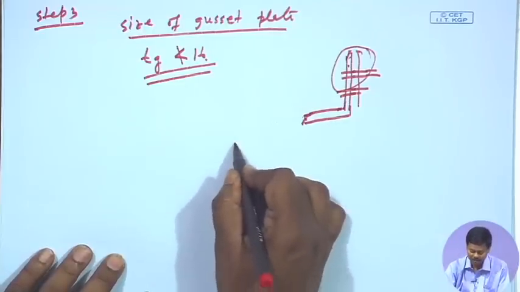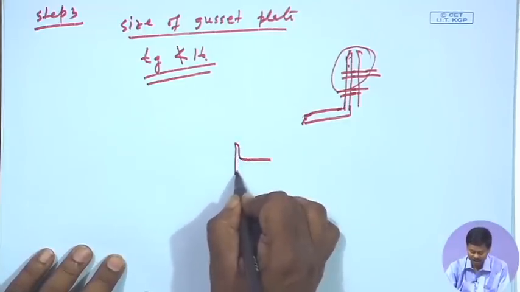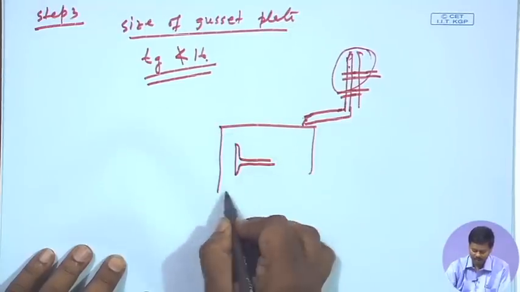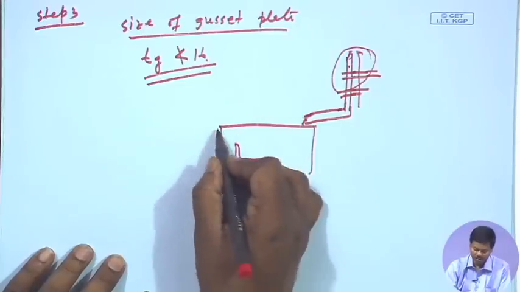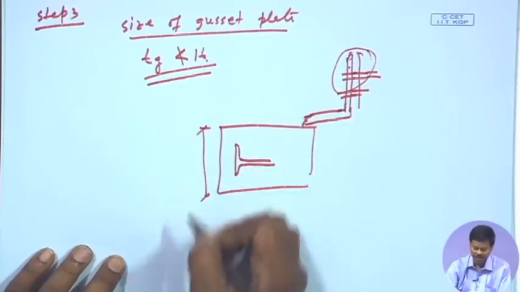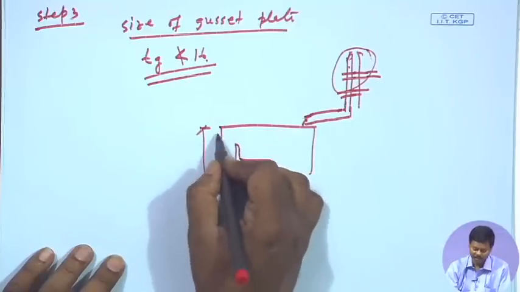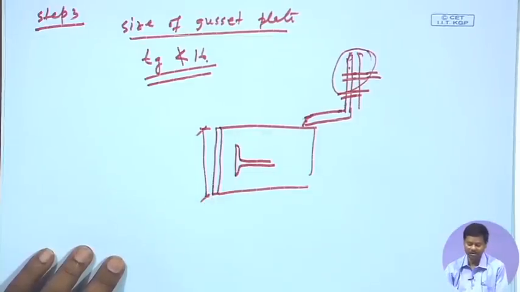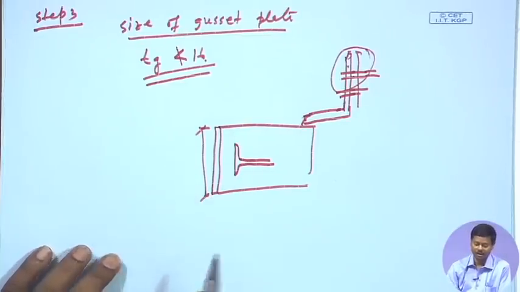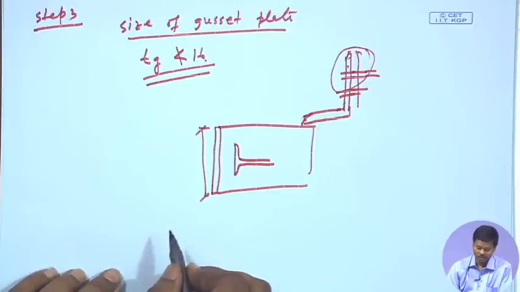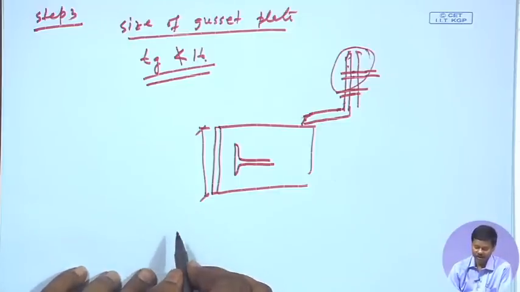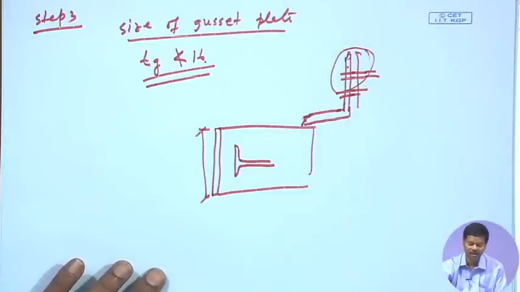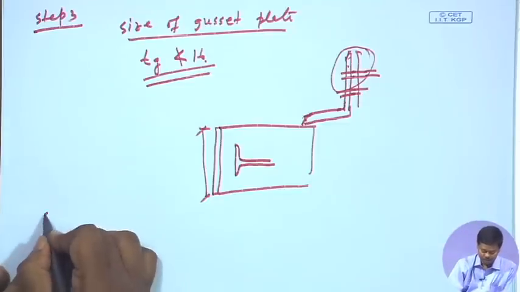That means, if the column is placed like this, then in plan if we see that this is the length of the gusset plate. So, length of the base plate. So, length of the gusset plate also we will keep equal to the length of the base plate, right. And for welded connection, we do not need to provide any cleat angle or gusset angle, that is not required, because we will directly connect the things. Then we will come to step 4.